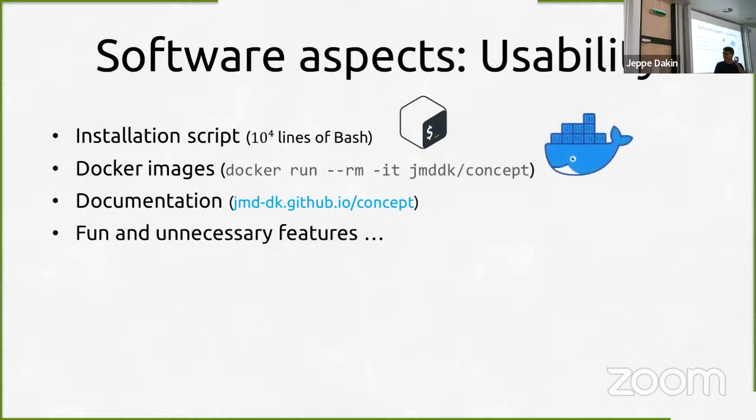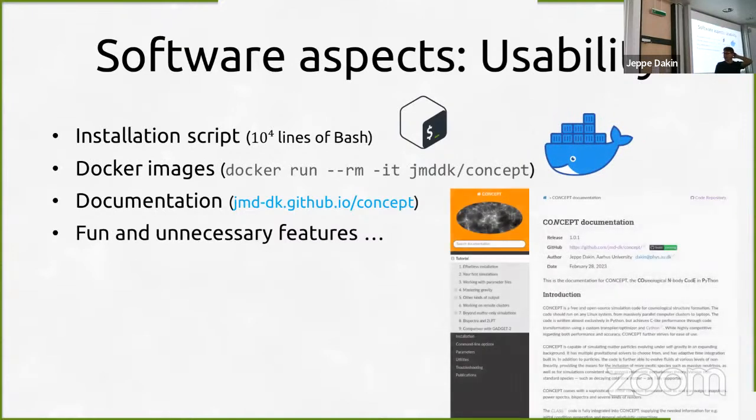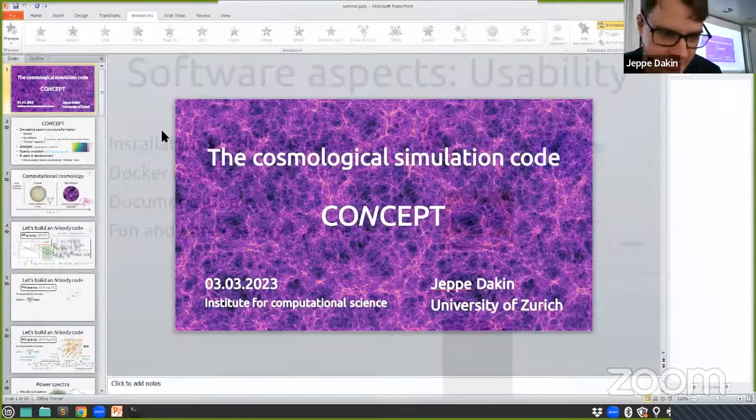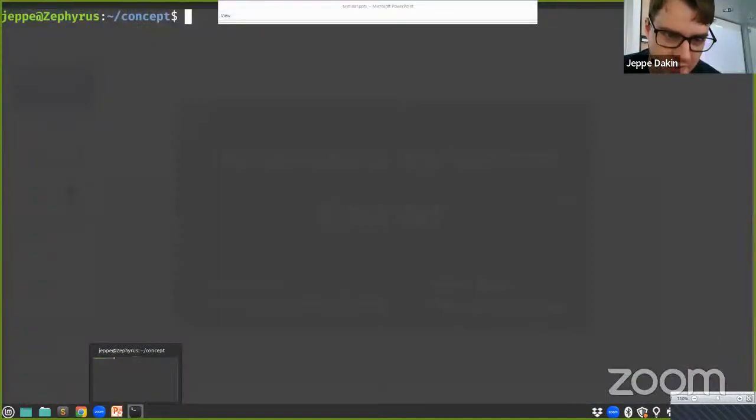Yes, I also have Docker images. If you don't want to install it, you can just run it through Docker. It has a big documentation site, so you can read all about how to do these decaying dark matter simulations or whatever. Right. Oh, and then in the end, it has quite a few fun and someone would say unnecessary features. I'll just end by showing one.